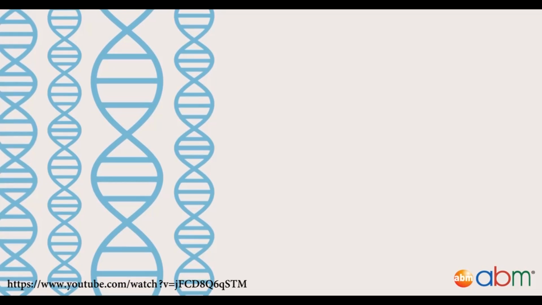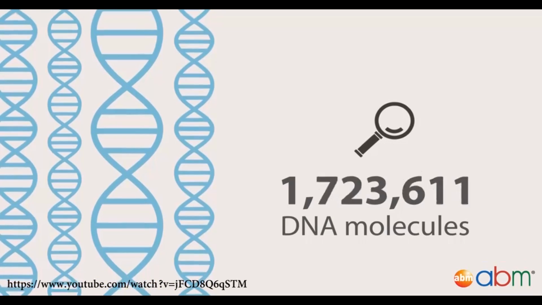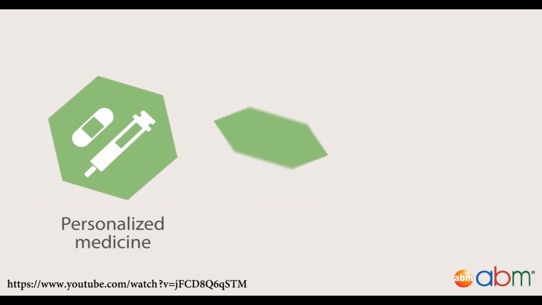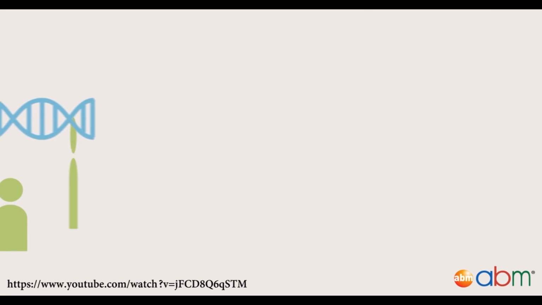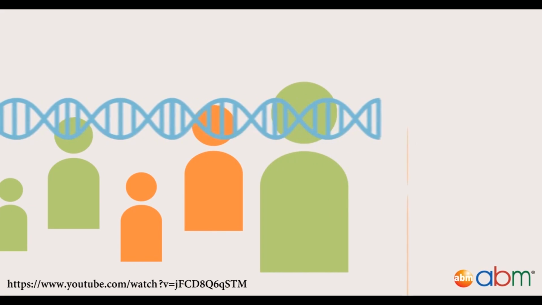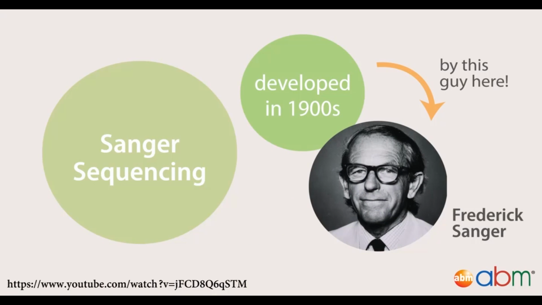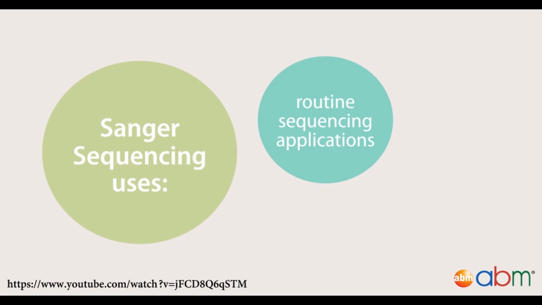Next-generation sequencing, or NGS, is a powerful platform that has enabled the sequencing of thousands to millions of DNA molecules simultaneously. This powerful tool is revolutionizing fields such as personalized medicine, genetic diseases, and clinical diagnostics by offering a high-throughput option with the capability to sequence multiple individuals at the same time. Sanger sequencing, first developed in the 1900s, is the gold standard for DNA sequencing, and it is still used today extensively for routine sequencing applications and to validate NGS data.